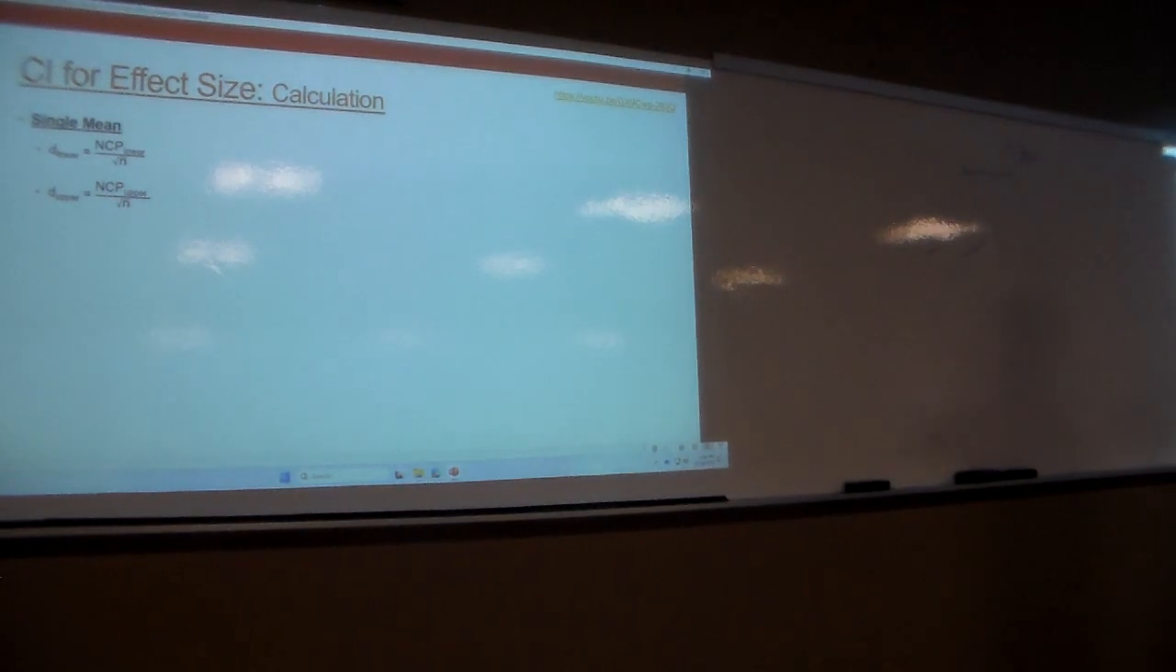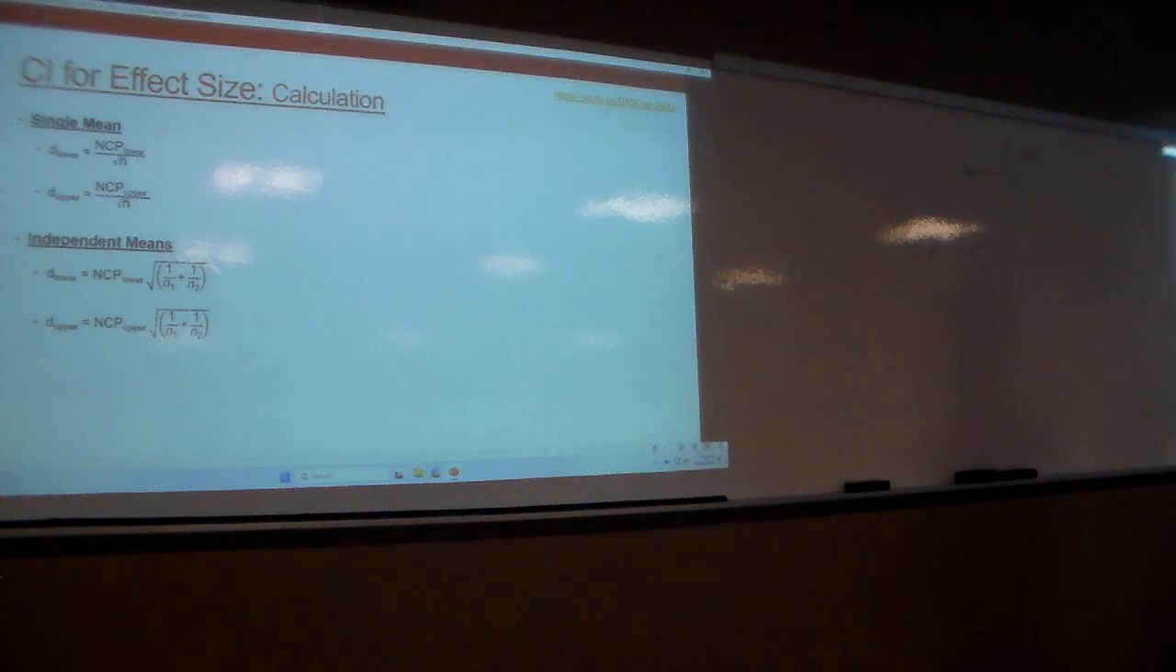So once I've got a calculation for the upper and lower limit for my non-centrality parameter, calculating an upper and lower limit for my effect size gets really easy. For my single sample test, I just take the lower bound of my non-centrality parameter divided by the square root of n, and the upper bound divided by the square root of n. That's going to give me the upper and lower bound for my effect size d.